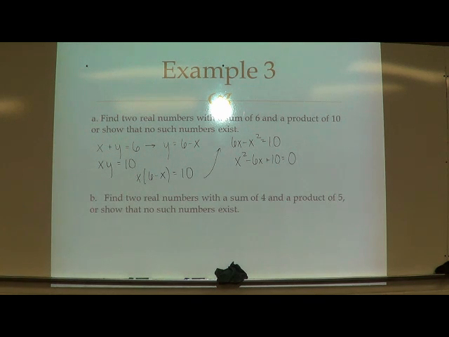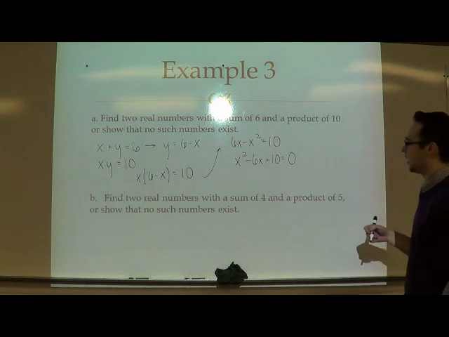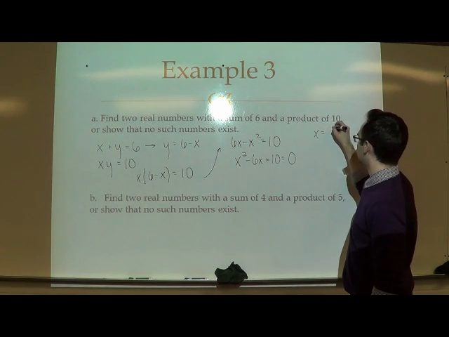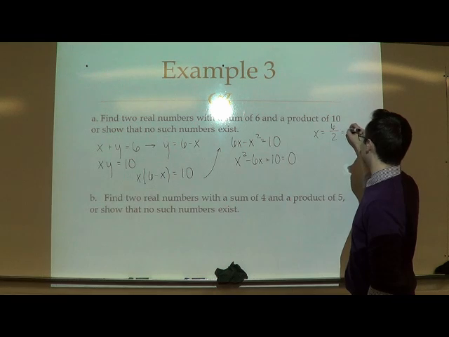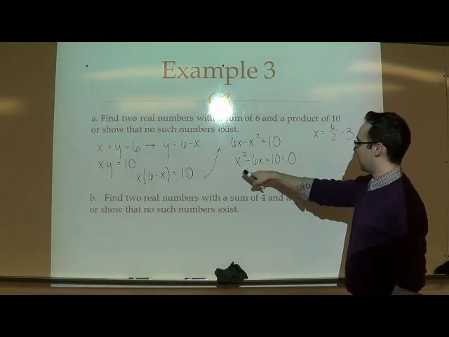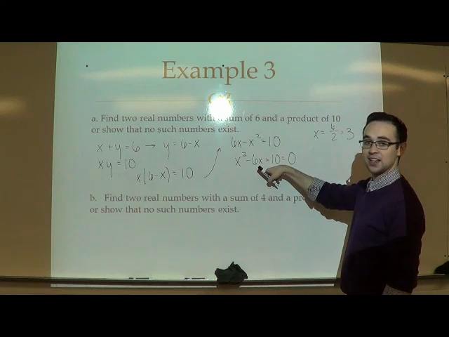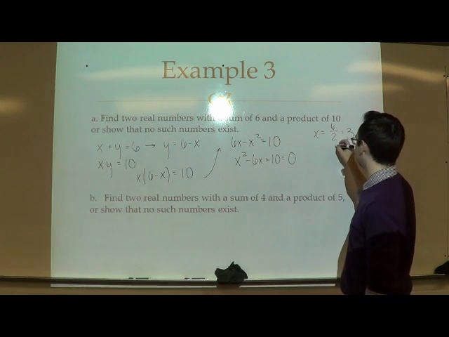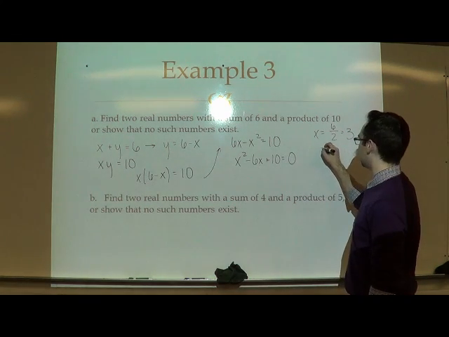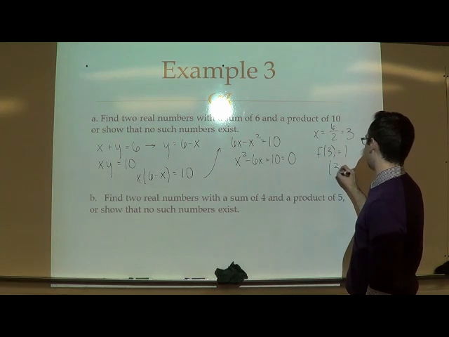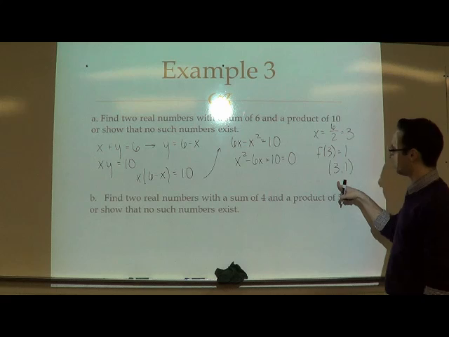So we can go through this and do this by graphing. If I look at this and say, let's find our vertex, we have x equals 6 over 2, which is 3. When I plug that back in, 3 squared is 9, minus 18 is going to give us negative 9, plus 10 is going to give us 1. So we can say, okay, f of 3 is going to be 1. So my vertex is at 3, 1.